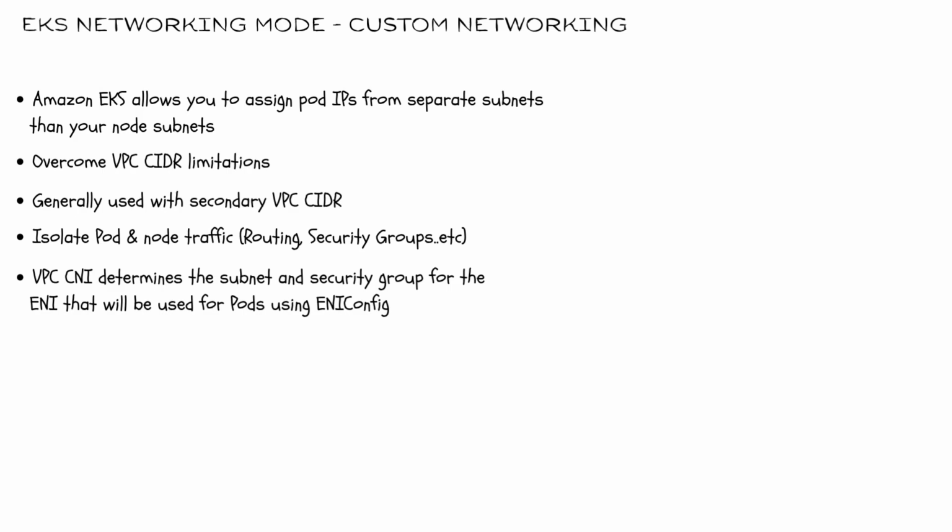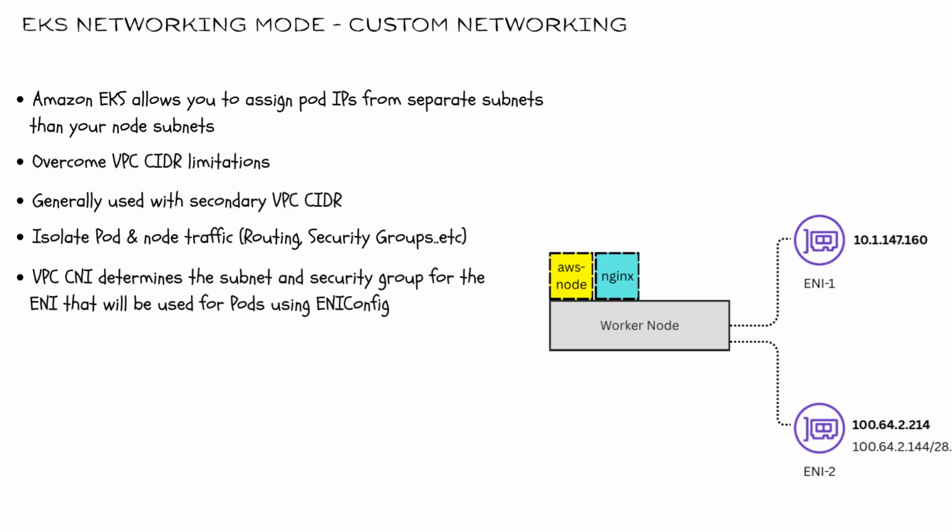But it's not just about IP exhaustion. Another important use case is separating node and pod traffic. For example, using different routing rules or security groups to isolate pod-level traffic from node-level traffic. The VPC CNI plugin handles this by using the ENI config custom resource definition, or CRD. This tells the CNI which subnet and security group to use when creating ENIs for the pods.